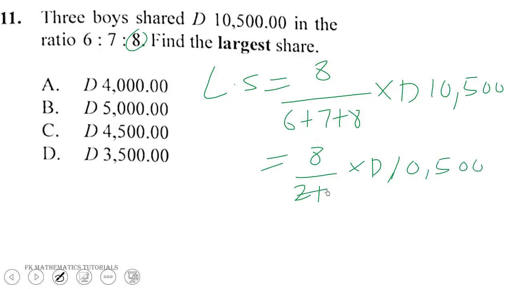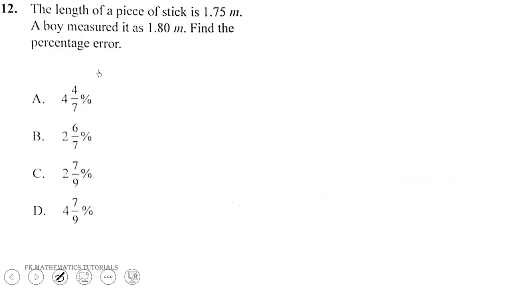And 21 will go here. How many times? 40 times. This one will go here. That is 5 times. So 8 times 5 will be 4,000. So this will be $4,000. So the correct answer is option A.